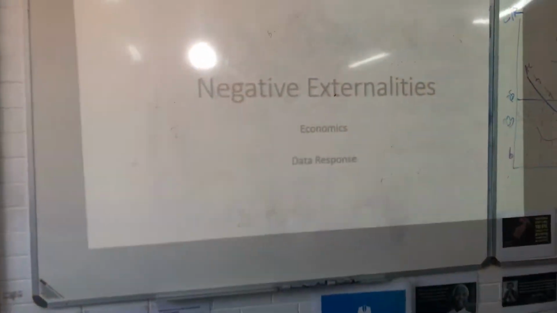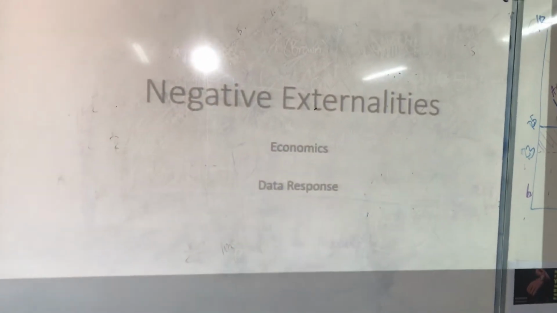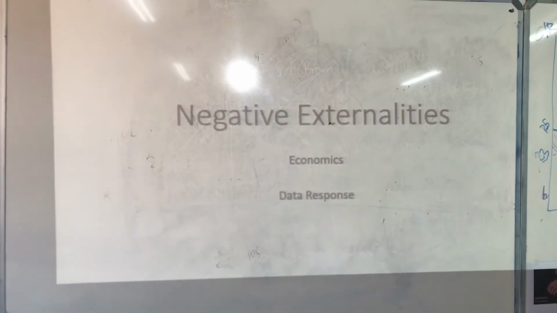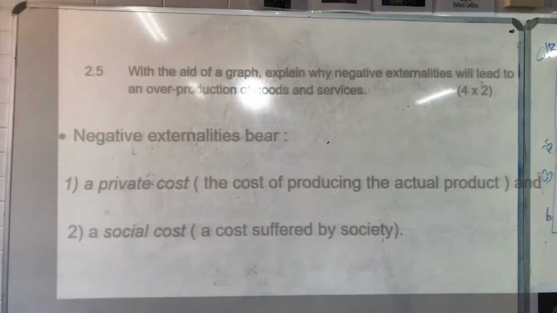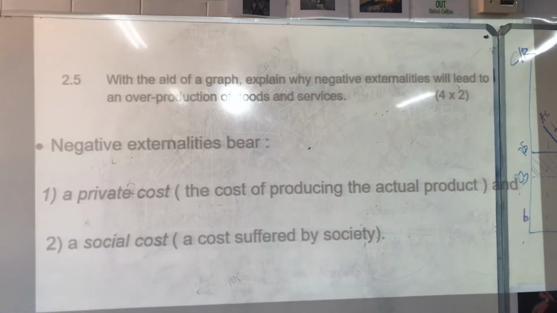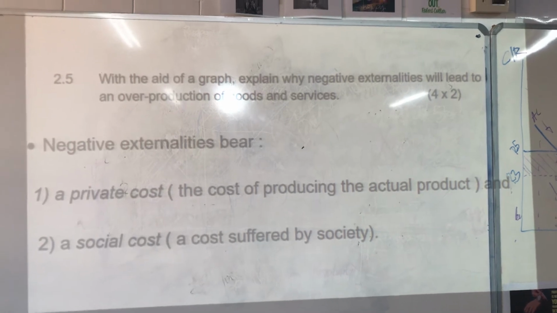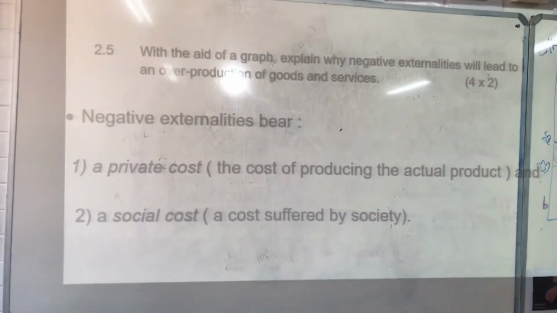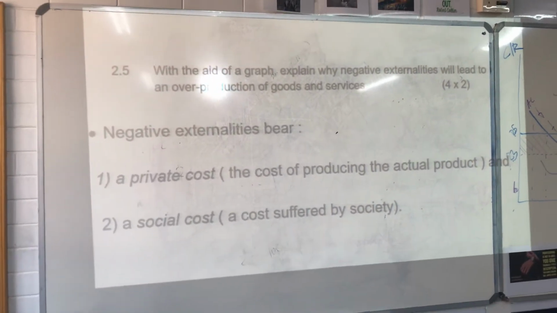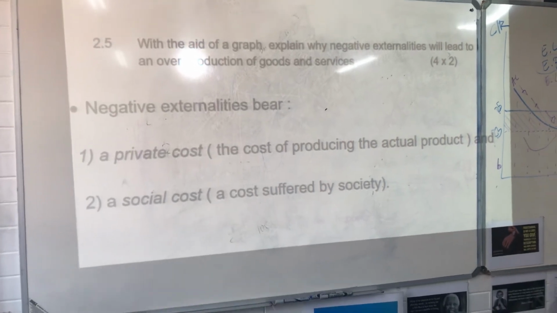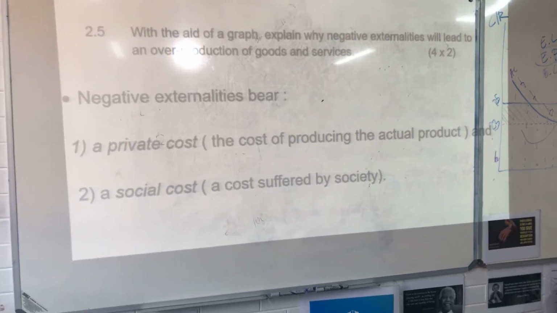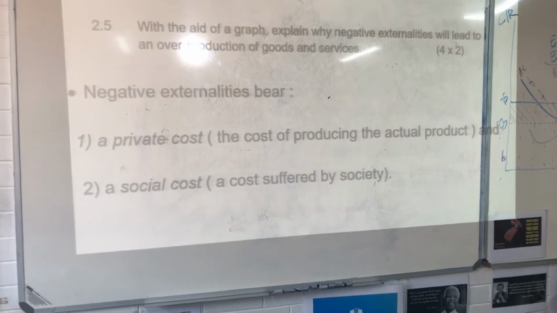We're going to look at negative externalities, and we'll go through the questions that were given to you in the previous section. With the aid of a diagram, explain why negative externalities lead to an overproduction of goods and services. So why would goods and services be overproduced? Remember, when we talk about negative externalities, we're looking at things like demerit goods.